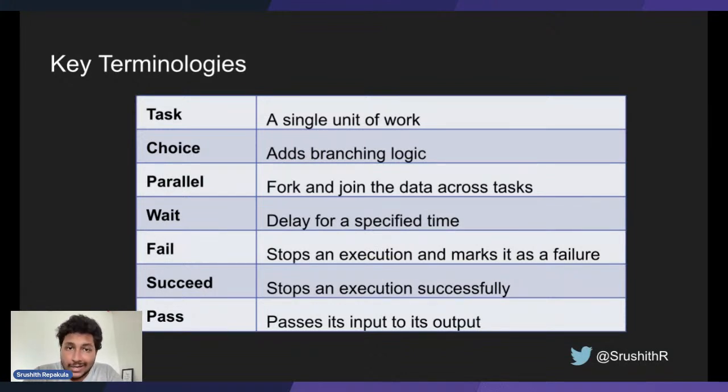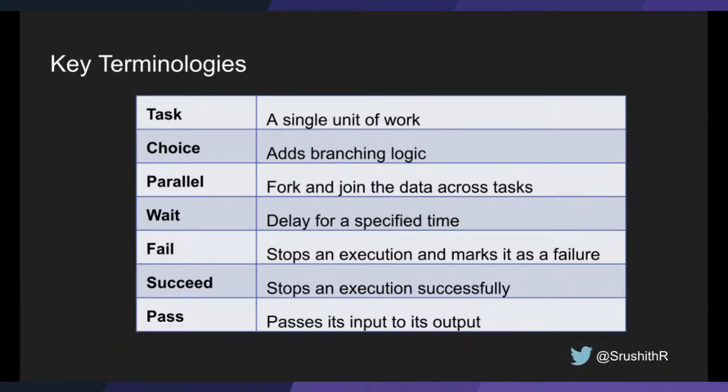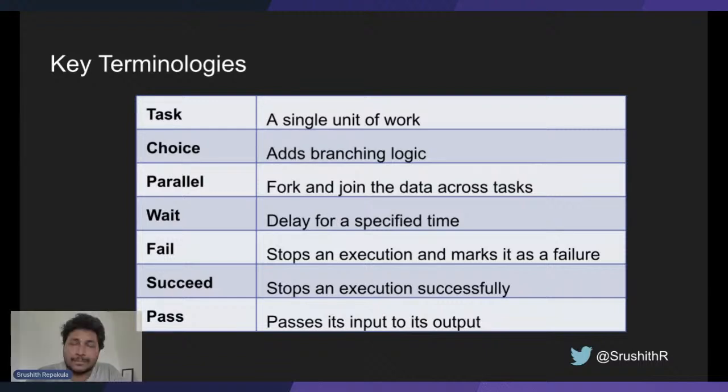So depending on a condition or a set of conditions, you can decide which branch the flow should take next. Then we have parallel. In parallel, we can execute multiple steps in parallel for an array of inputs, just like a for loop. Then we have fail, wait, succeed, and pass. These are a few of the states that are available. Wait is a delay for a specified time.